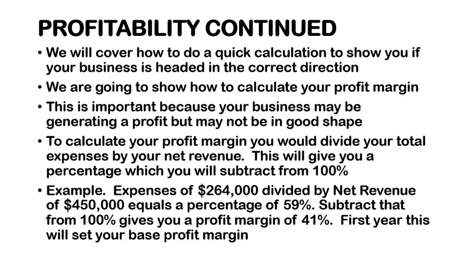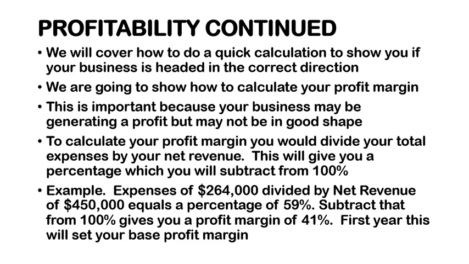So in your first year you do this, and this is going to set your base profit margin. What you're going to do in subsequent years is do that same calculation and determine: is your profit margin going up, is it staying the same, or is it going down? It may go down because maybe a supplier came out with a new commission structure that wasn't as lucrative as the one they had before.